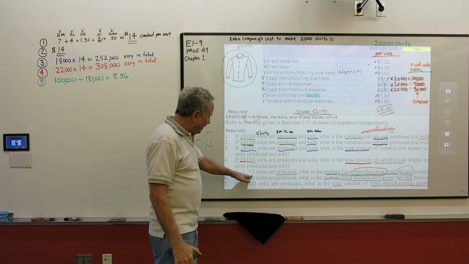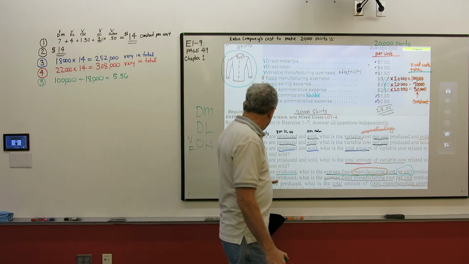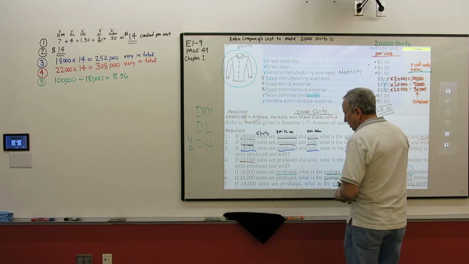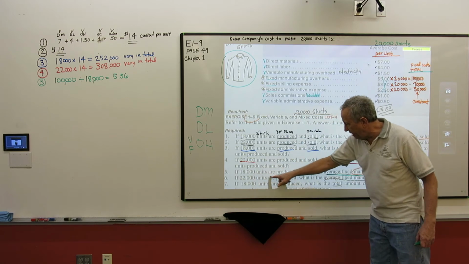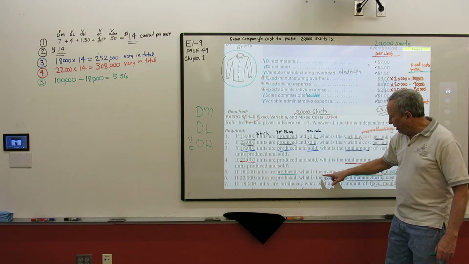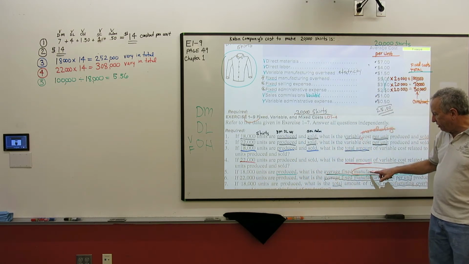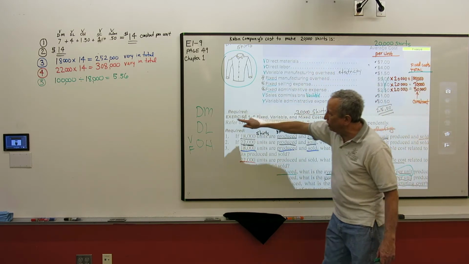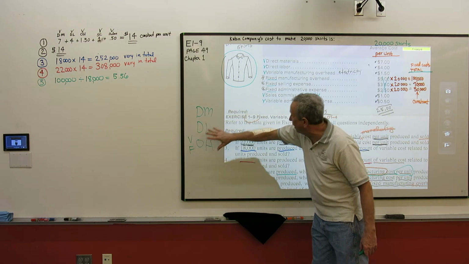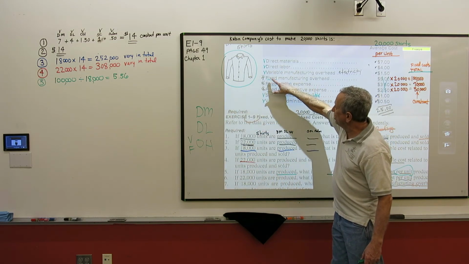It says if 18,000 units are produced, produced, not sold. It doesn't say sold, so again, ignore selling costs. It just says if 18,000 units are produced, what is the average fixed manufacturing cost? If you look at production costs, they are materials, labor, and overhead, but they want the fixed. So that's only this one.